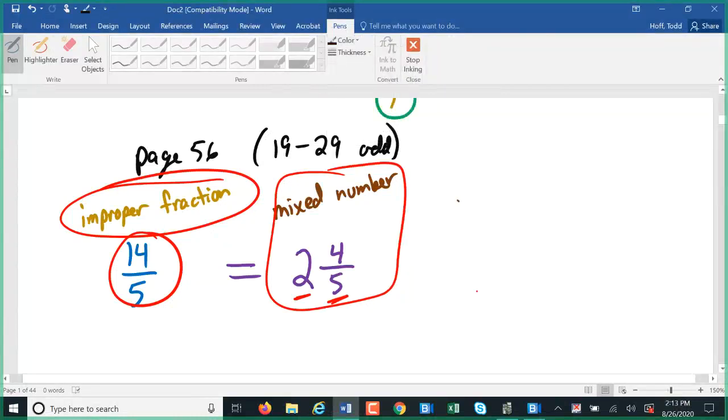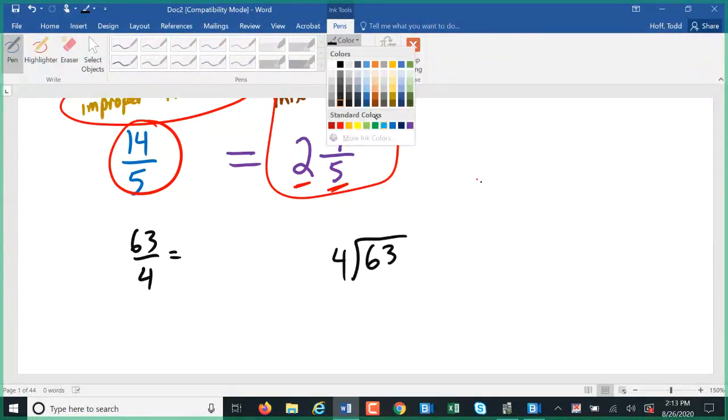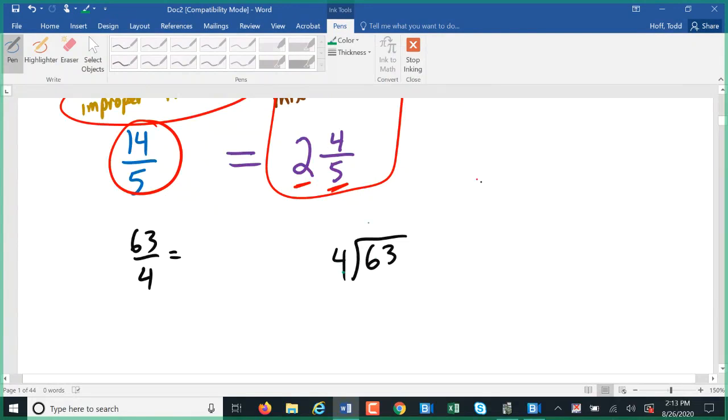So then number 21, 63/4 reduces to what? 15 and... Perfect. 15 3/4. 4 goes into 63. Well, 4 goes into 6 once. That's 2. Bring down the 3. 4 goes into 23 5 times. There's 3 left over. 15 3/4. Good.